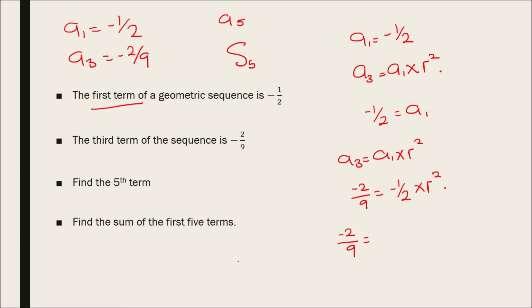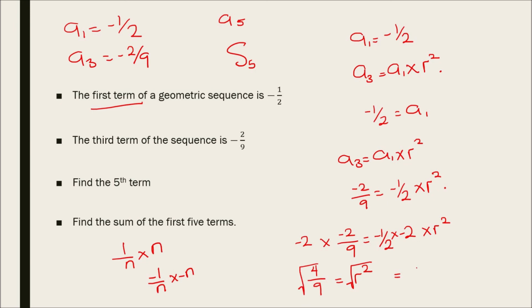Okay, so if you want to clear, for example, 1 over n from a fraction, you multiply both sides by n. If you want to clear minus 1 over n, you multiply both sides by minus n. So I'm going to multiply both sides by minus 2, so minus 2 times minus half times r squared. Minus 2 times minus 2, that's 4 over 9 equals, this one will give me 1. Okay, r squared. Let's find the square root.